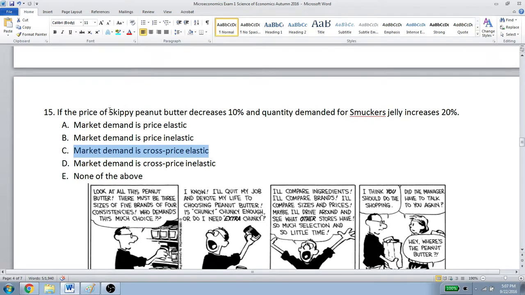Because it's two different products, peanut butter and Smucker's jelly, that makes it cross-price. And because it's a small amount of change in price leading to a large change in quantity being bought, that makes it elastic. The answer is C.